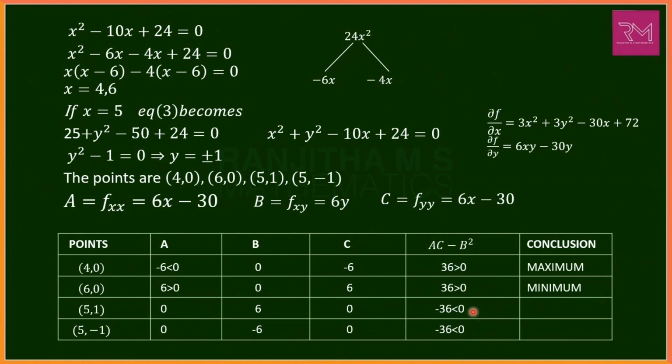In a similar way, for the point (5, 1), AC minus B square value is less than 0. Hence, we can conclude that it has a saddle point. Here also, AC minus B square value is less than 0. Hence, directly we can conclude that for the point (5, minus 1), it has a saddle point.